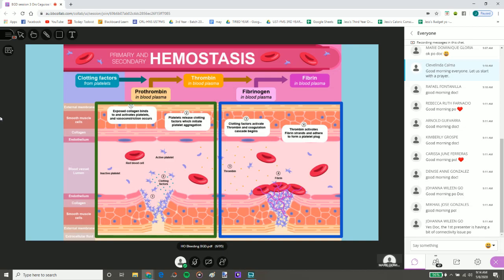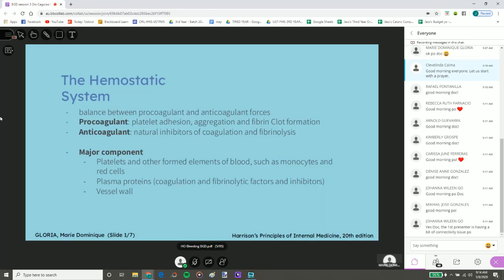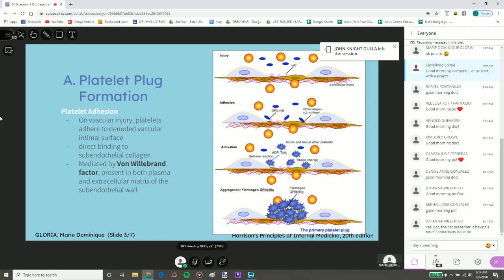Now, just to further elaborate some concepts, your platelet plug formation is first started by your platelet adhesion. So when there is vascular injury, your platelets adhere to your denuded vascular intimal surface, and there's direct binding of your platelets to your subendothelial collagen. And this is mediated by your von Willebrand factor, which is present in both plasma and extracellular matrix of the subendothelial wall.